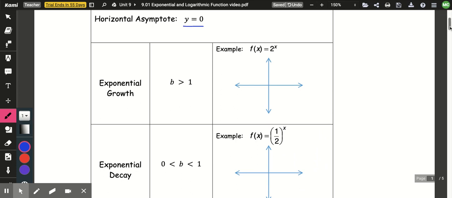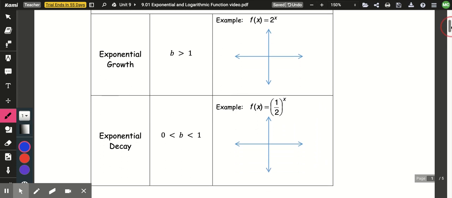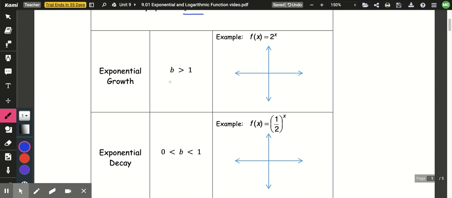Okay, so there are two possibilities for b. The b value could be something that's greater than 1, like for example 2 we have over here. When that happens, we have a situation that's known as exponential growth. So it's exponential because it's an exponential function, and it's growth because as we move from left to right on the graph, the y values are increasing.